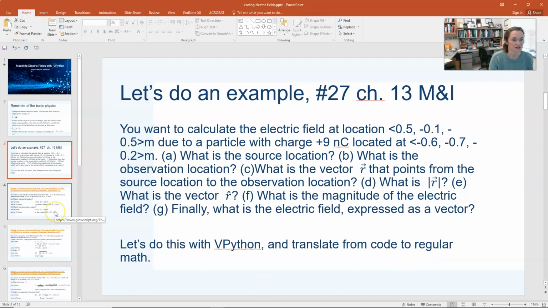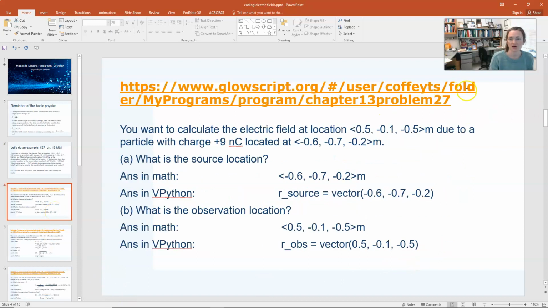All right, so on this next slide I've got a link to my code, which I'll show you in just a second. I'll also answer the questions using both the analytical written method and how you would do that same thing within the VPython code, and then I'll show you the code and we'll go through it together.